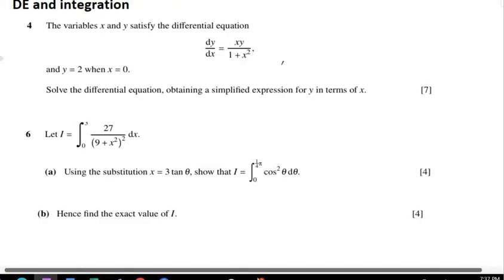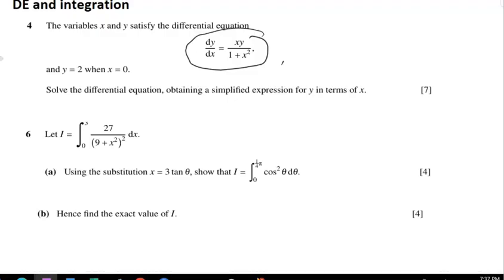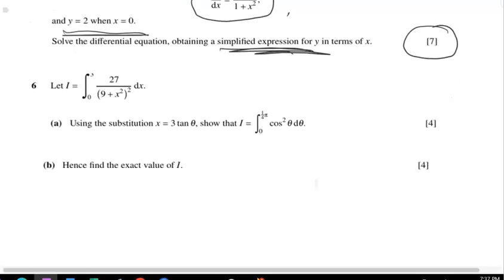We're given dy by dx is equal to xy over 1 plus x squared. And we're told that when x is 0, y is equal to 2. We have to solve it, and we have to get a simplified expression for y in terms of x. And you can see it's worth 7 marks, so there's going to be a bit of work to do.